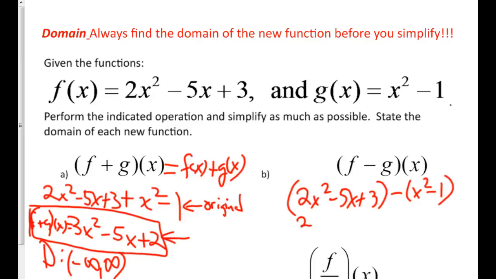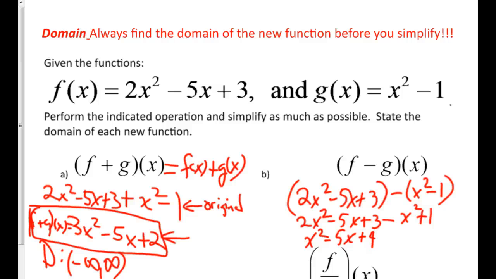So that means I've got to distribute this negative to the x squared and to the negative 1. So that becomes a positive 1. Combining like terms, I'm going to get x squared minus 5x and then plus 4.